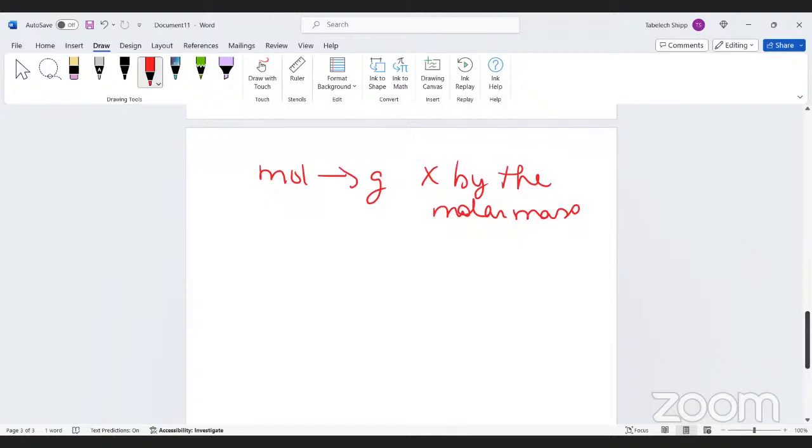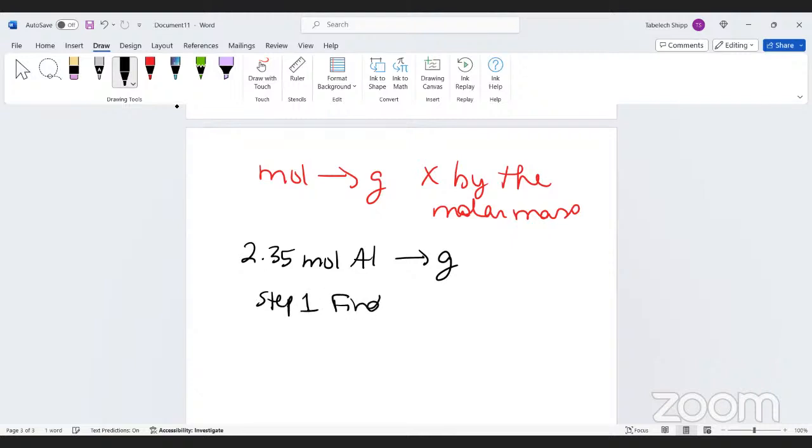Now when we get to moles and you're going to convert that to grams, like I said before, you multiply by the molar mass. So for instance, if I told you that you have 2.35 moles of aluminum, and I want you to convert that to grams, the first thing you need to do, step one, like we've said before, is find the molar mass of aluminum. We're going to use our periodic table to find that.